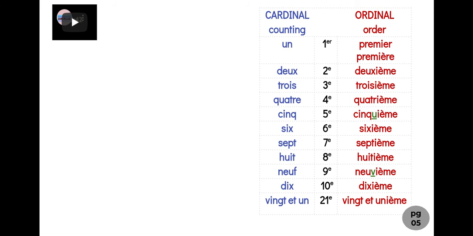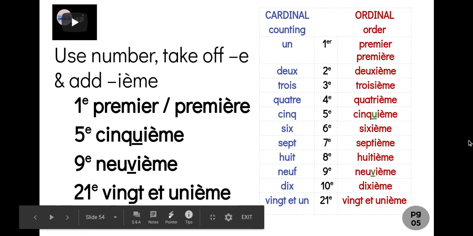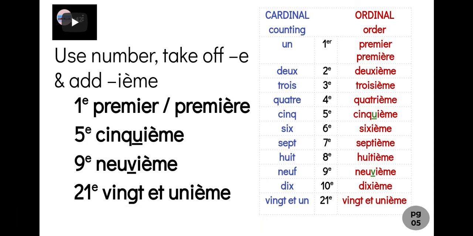There's some tricks to know about ordinal numbers in French. You're going to use the normal number like deux, D-E-U-X, and if there's an E at the end, you take off the E and then you add EM. Okay? So like quatre, you need to take off the E and then add EM.